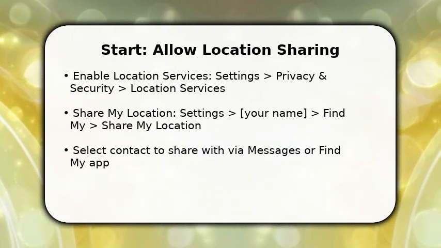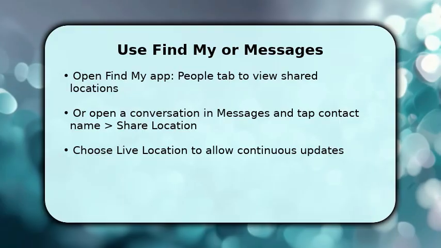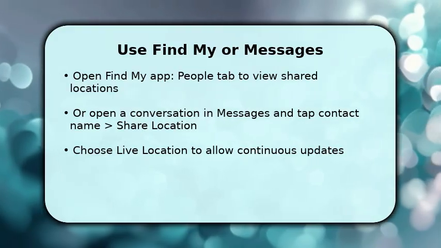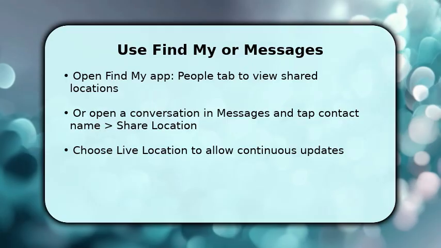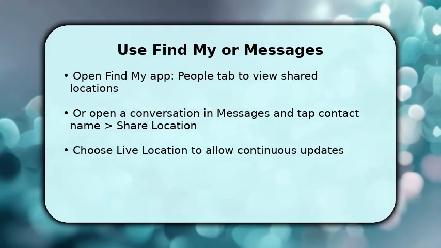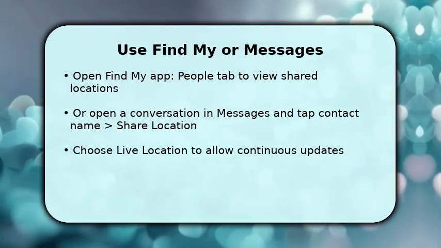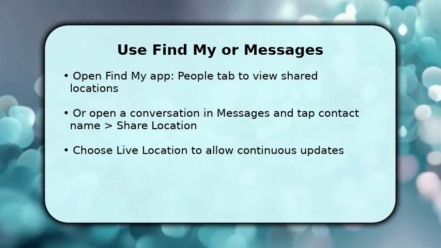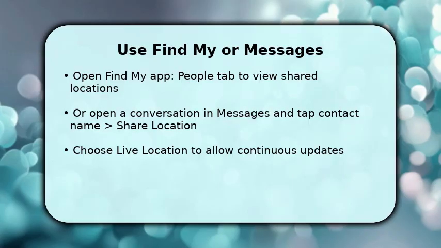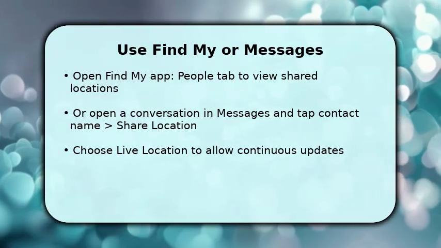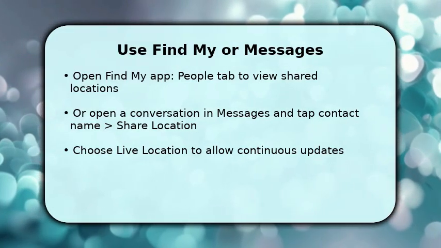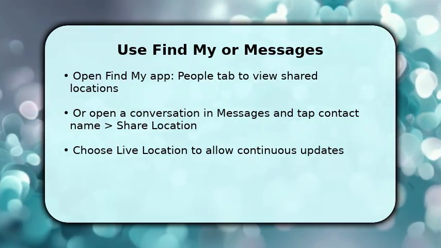Now you'll view and request live location using Find My or Messages. Open Find My and tap People. Anyone sharing will appear with a live location marker. If you prefer Messages, open a conversation with that person, tap their name, then tap Share My Location or ask to follow location. Choose Live Location to receive continuous updates.